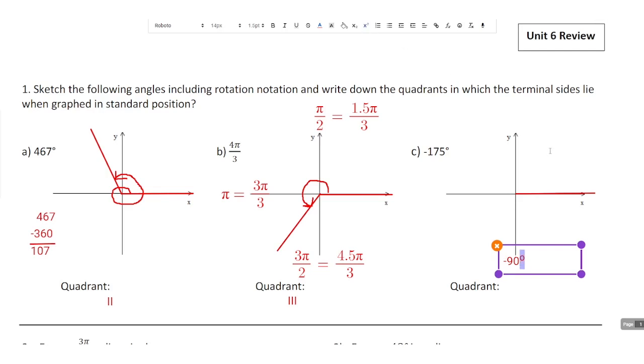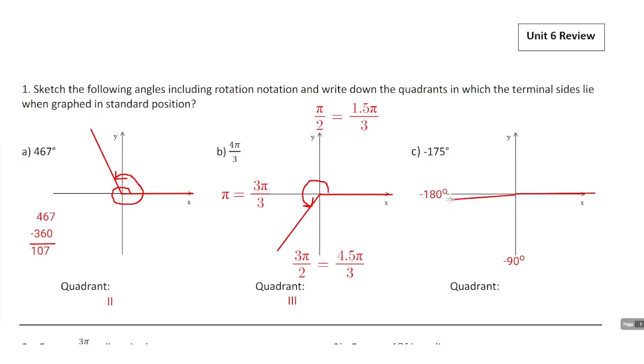It's negative 90 right there. If we go all the way here, this is going to be negative 180. And so negative 175 will not make it all the way to 180. We'll have to stop short 5 degrees. So it's going to be very close. It's going to be something like this. And so the rotation should go around clockwise and hit that terminal side right about here.